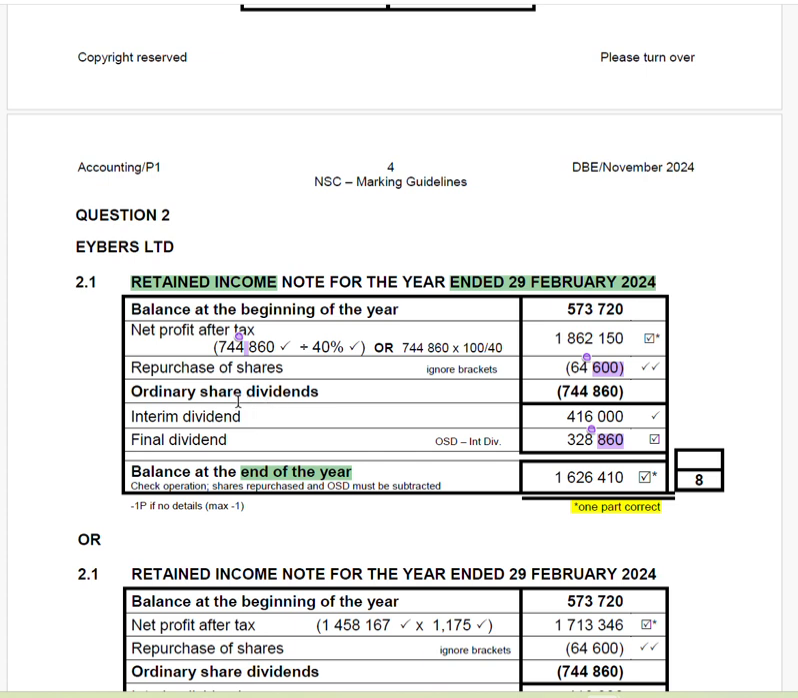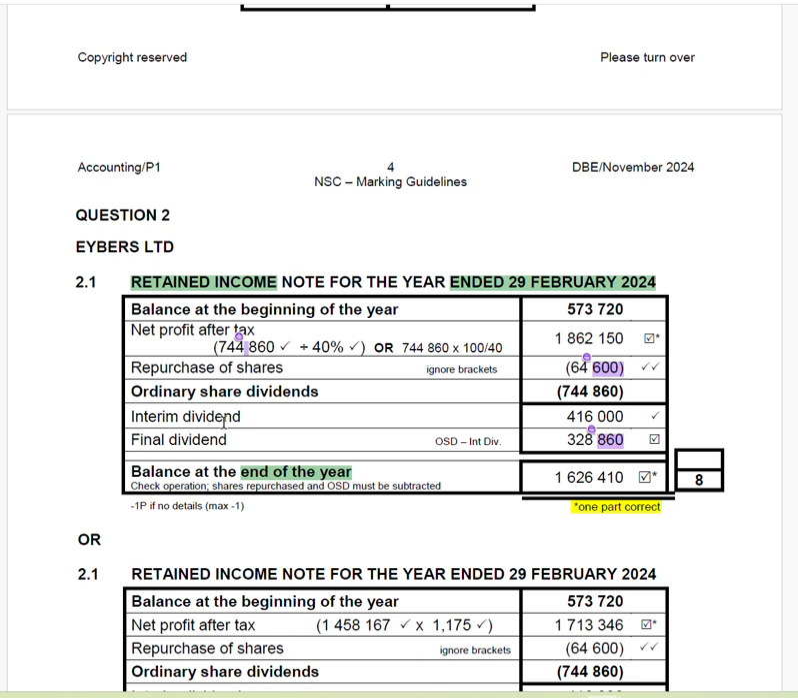And then ordinary share dividends, we have discussed already that it's affecting our retained income. Why? Because the amount that is retained should be after the dividend has been paid to the shareholders. It is for that reason the ordinary dividend is affecting our balance of retained income at year end.